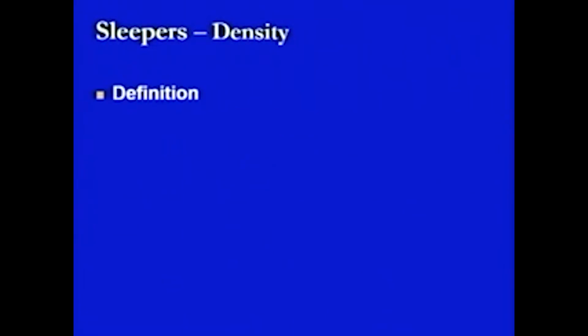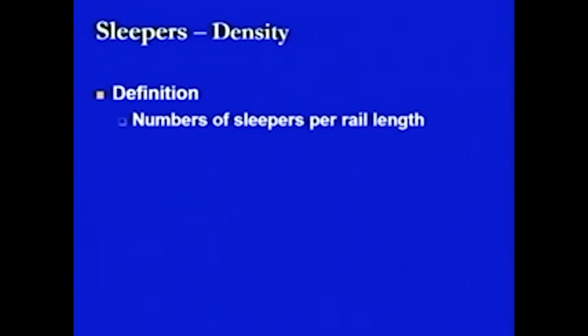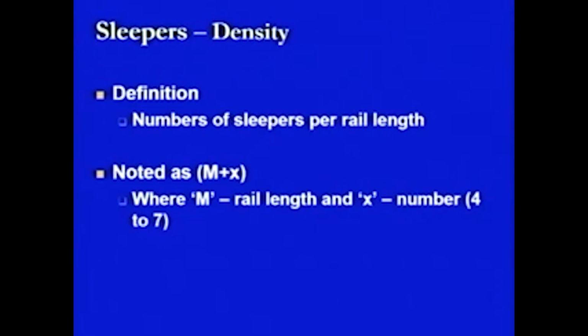Now, we look at another aspect related to sleepers, that is sleeper density. The sleeper density is defined as the number of sleepers per rail length, and the mathematical abbreviation for this is defined as m plus x, where m is the rail length and x is a number which varies from 4 to 7. So, if we have a rail length of 13 meters, and we take the number as 4, then 13 plus 4 means 17. It means there are 17 sleepers to be provided below a 13 meter length of the rail section. So, this is the sleeper density for that case.